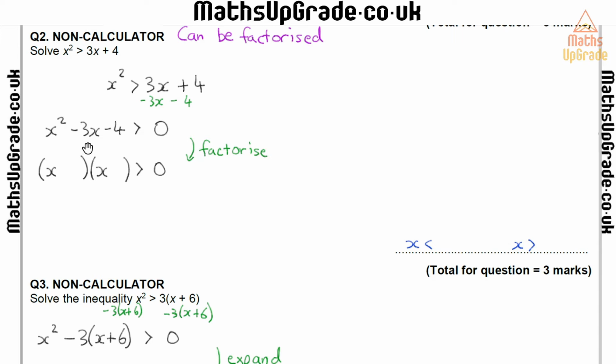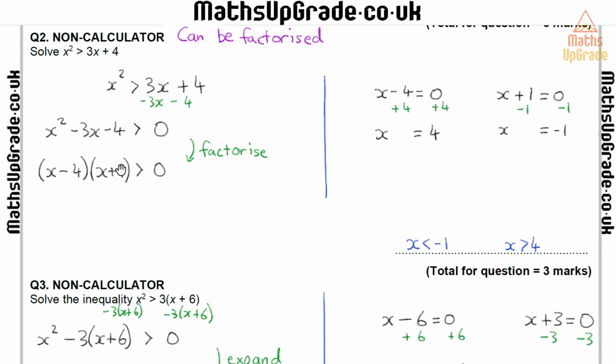Now I can actually factorize this. To factorize this, you need to look for two factors which multiply to give negative 4 and add to give negative 3. Those two factors are negative 4 and 1. So this is the factorized form here.